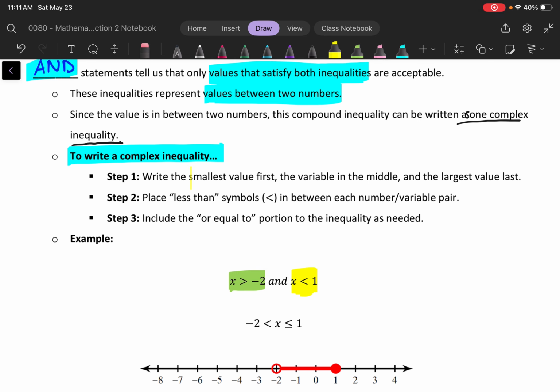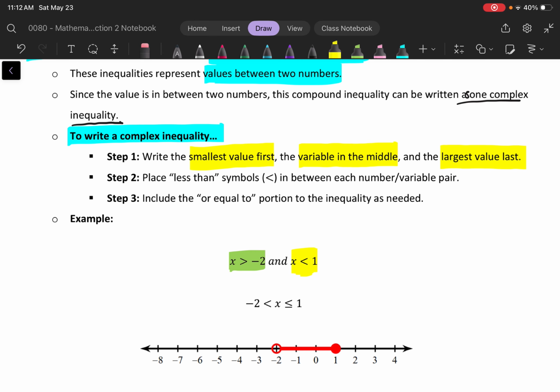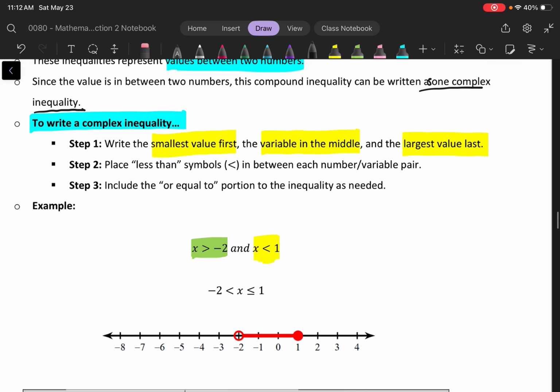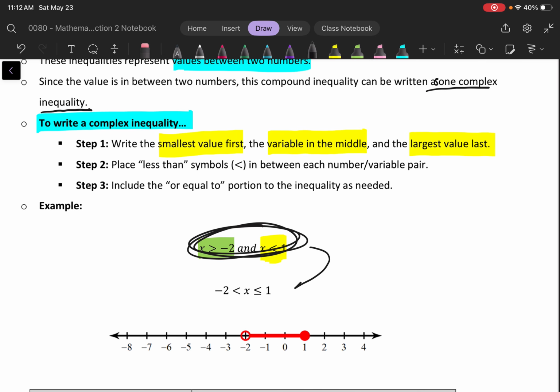Step 1, we're going to write the smallest value first, the variable we're using in the middle, and the largest value last. So if I'm taking a look at what I've got down here and I'm trying to turn it into a complex inequality, the smallest value goes first, the variable goes in the middle, and the largest value goes last. That's step 1. So what I'm going to do, negative 2, x, and 1. That's what it's going to look like. And I'm leaving gaps in between because I need to put my inequalities there.